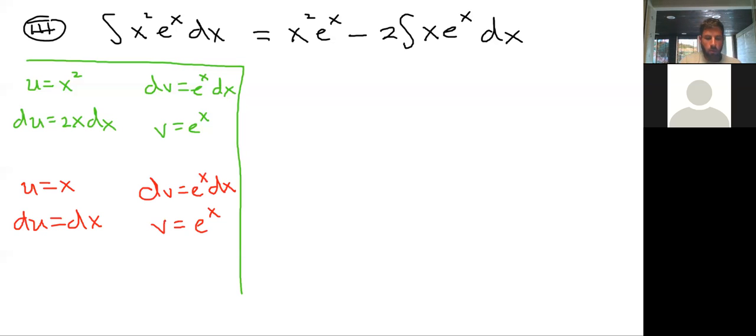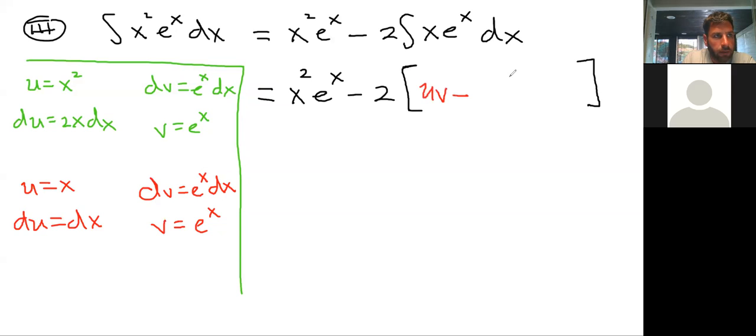And so now this is how my brain's going to want to do it. I'm left with x squared e to the x minus 2. And in here, I'm going to be very, very careful. That integral, just so I don't mess anything up, I'm going to write down what it is. It's my new uv, so it's uv minus the integral v du. But I have to make sure I use my correct u and v. I'm using the second u and the second dv.